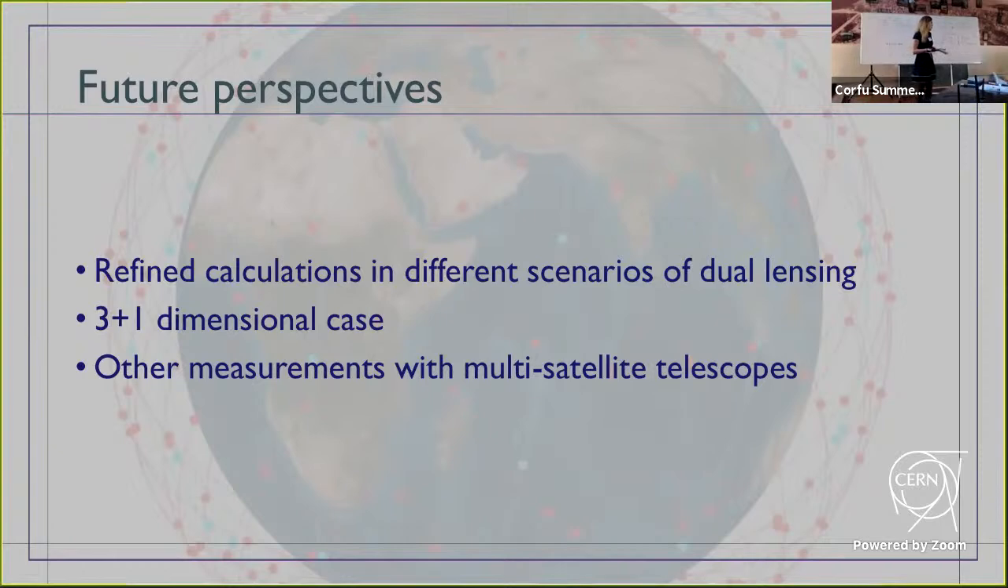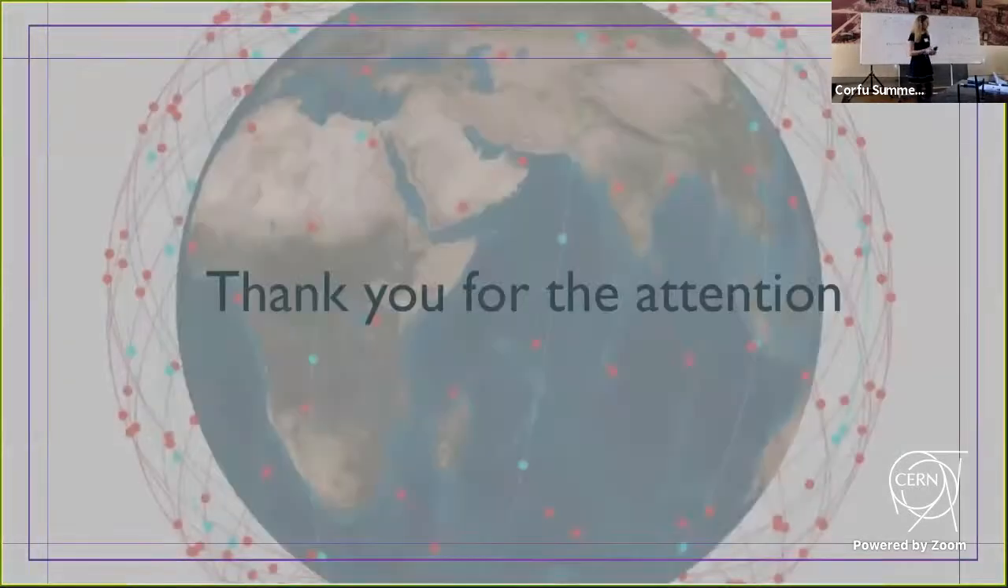Then we will need to consider the physical case, so the 3+1 dimensional case, where we will have two angles to deal with. And finally, we will need to consider other possible measurements of physical effects predicted in this framework, and what their interplay is with this prediction of the dual lensing, and so which constraints we can now put from different kinds of measurements. So thank you for your attention.